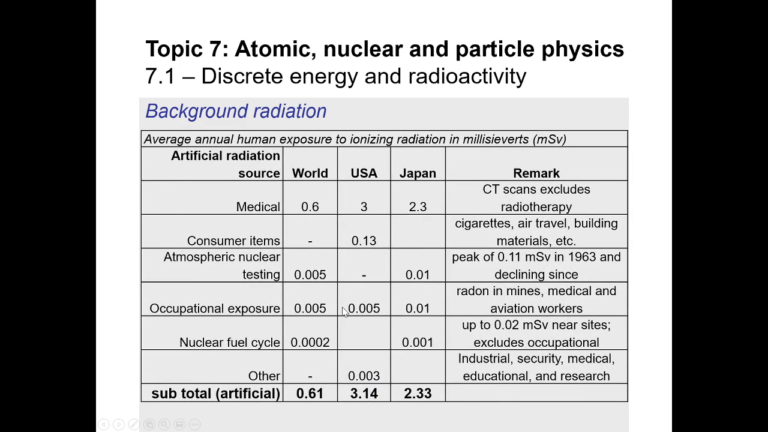And on this slide, we've got radiation sources that are artificial. Medical radiation sources are huge, right? So if you're going for a CT scan or an X-ray, try not to go for those unless they're absolutely necessary, because you are exposed to radiation every time. In the USA, 3 millisieverts, Japan 2.3, and in the world overall 0.6.